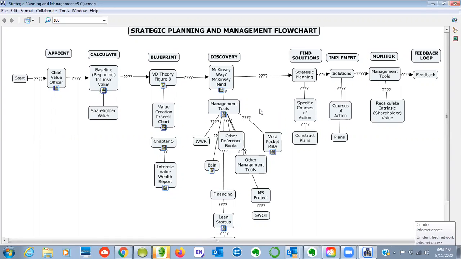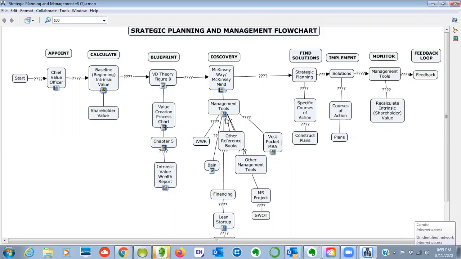But anyway, I'm trying to give you the framework, and then we're spending a lot of time on individual tools and concepts to put into the framework, and books and resources. So that's this McKinsey Way, McKinsey Mind. If you really get into strategic management and planning, and everyone at some point in time will, just keep this flowchart handy. It'll be a resource. I'm going to put it up on the Intrinsic Value Wealth Report. It'll always be available to you, so you can always come back to this, and we'll probably modify it from time to time.